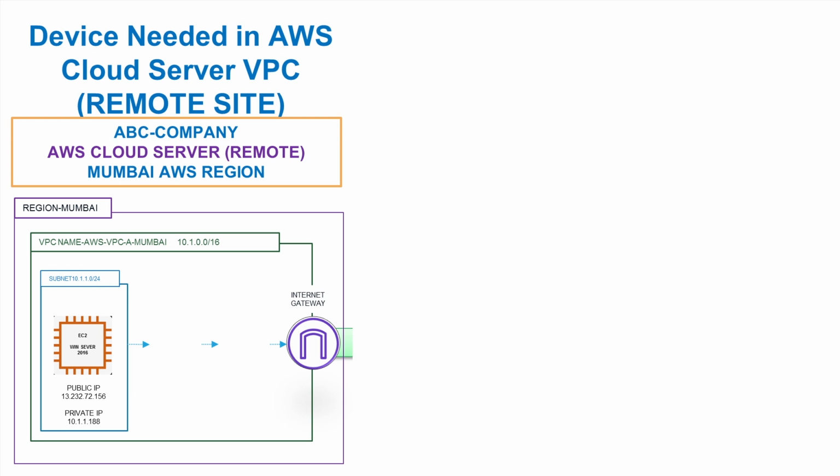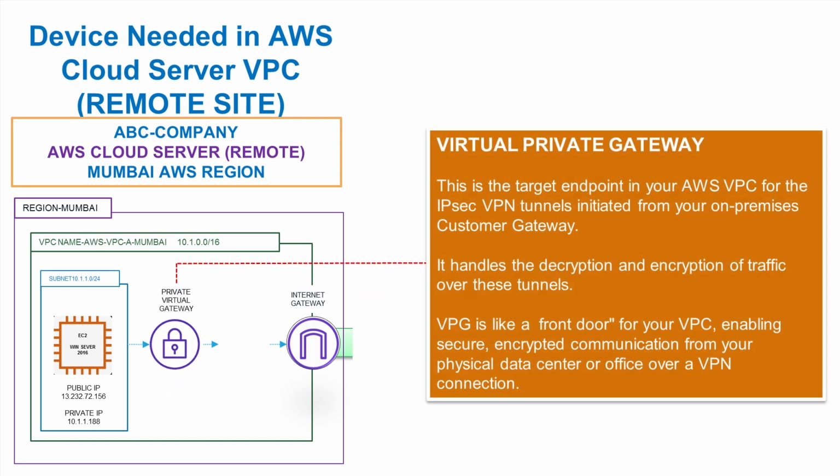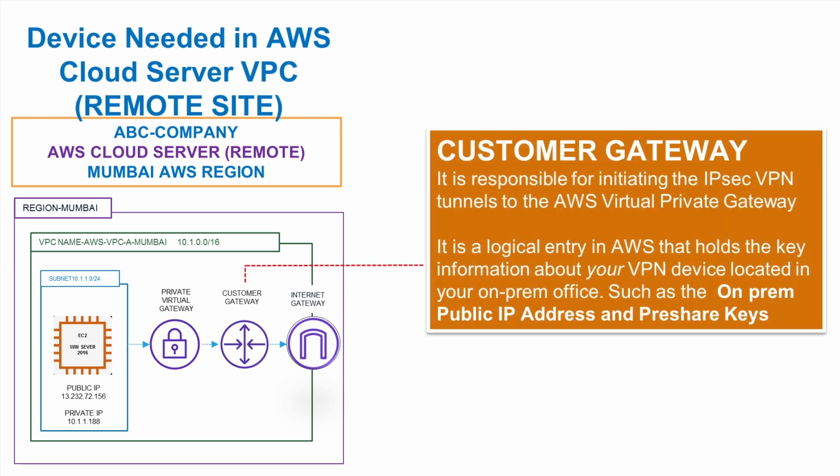Now we're done with the discussion about the local. Now we will discuss the remote site. In order to set up a site-to-site VPN in a remote site, first I need to deploy a virtual private gateway. A virtual private gateway is like a front door for your VPC, enabling secure encrypted communication from your server on the remote site over the VPN connection. After that, I also need to deploy a customer gateway. It is responsible for initiating the IPsec VPN to the AWS VPC. It also encrypts and decrypts data.